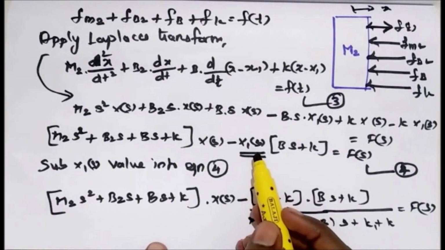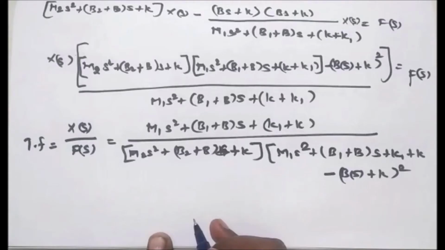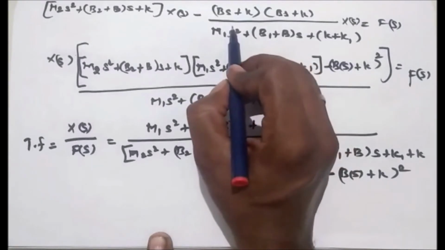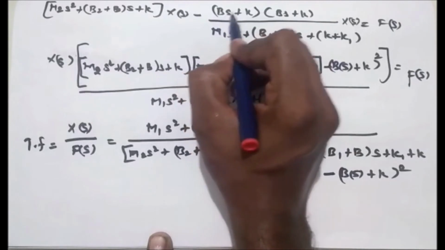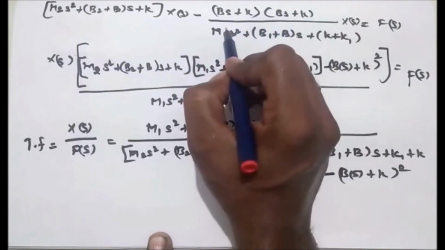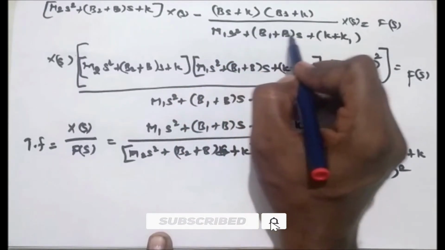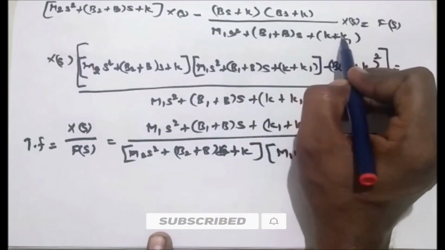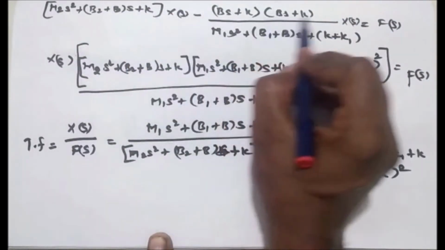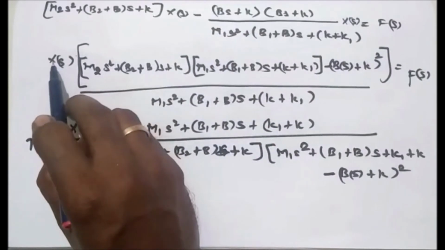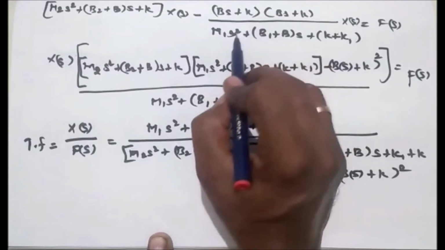After substituting the x1 of s value into this equation, we will get this equation. The x1 of s value is b s plus k divided by m1 s square plus b1 plus b into s plus k1 plus k, multiplied by b s plus k, into x of s equal to f of s. From these two terms we can take x of s outside. Inside will be this term minus this term divided by this term.